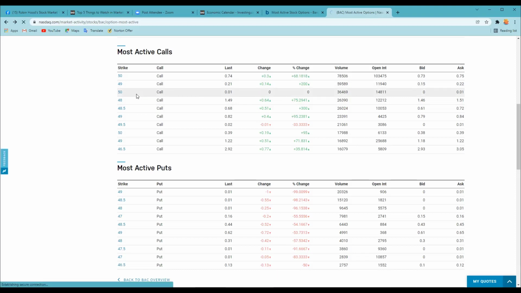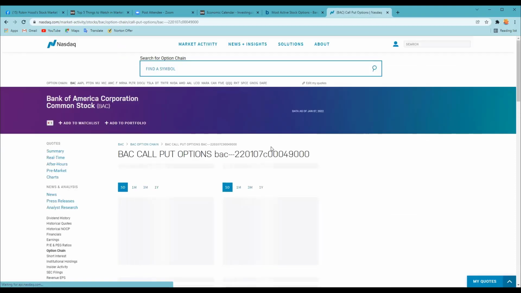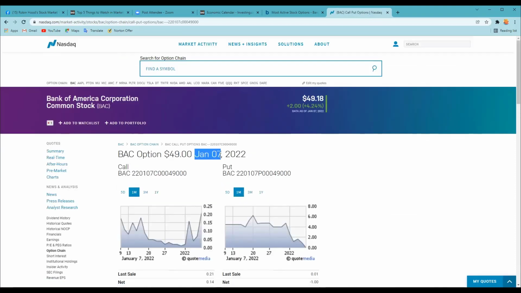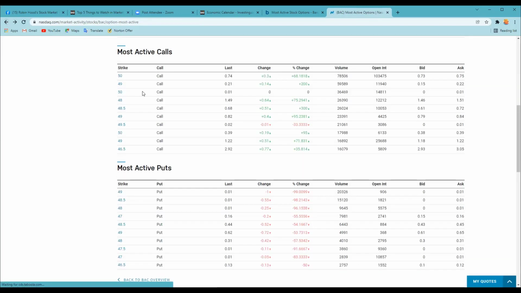For example, we'll take a look at this $49 one, to see if that one's expired or not. January 7th, so that is expired. So it is no longer valid with our due diligence. Again, that's why it's really important to be aware as we're looking at options whether it's expired or not. That way we can always move forward with things that are not expired.